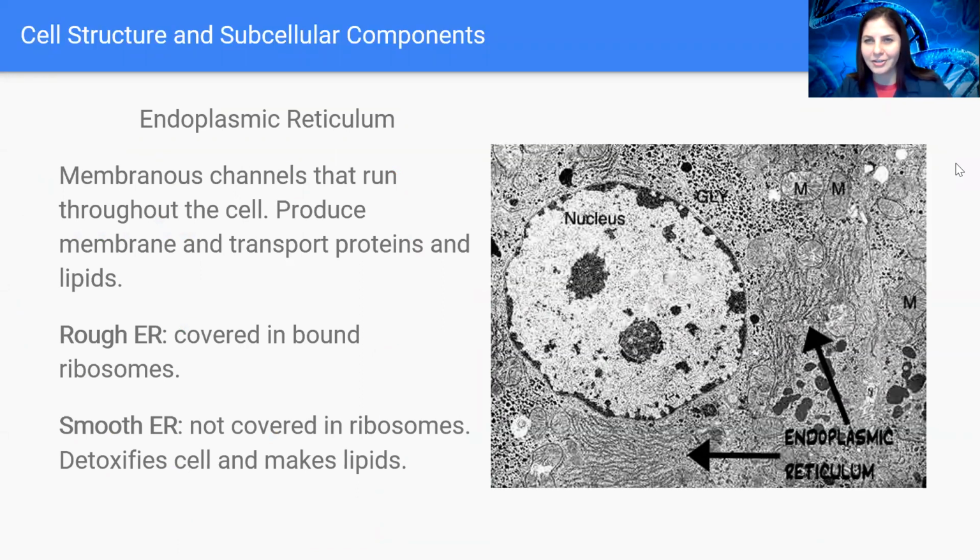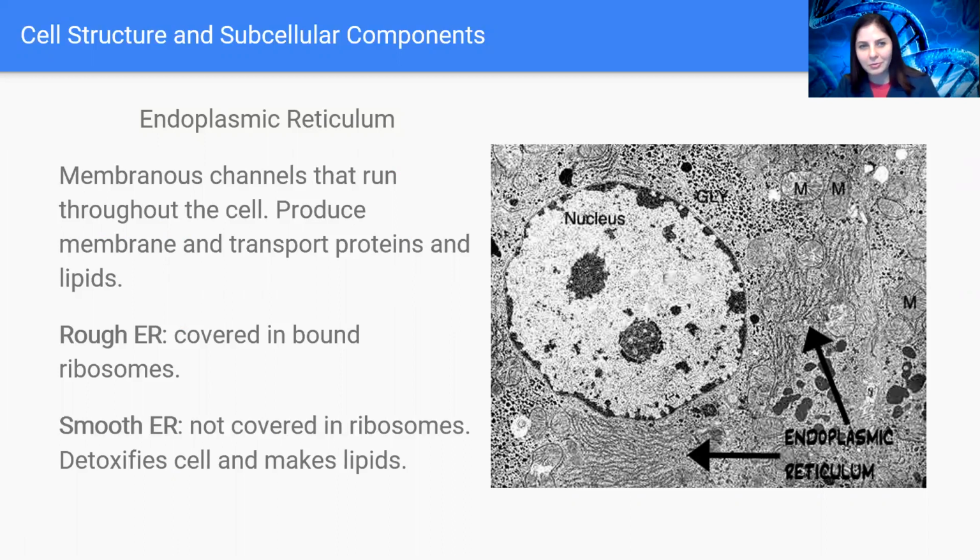Next up, the endoplasmic reticulum. So if you remember from our last lecture, we briefly discussed ribosomes. And ribosomes are found in both prokaryotic and eukaryotic cells. They're also found on the endoplasmic reticulum as well as free-floating in eukaryotic cells. So the endoplasmic reticulum is a membranous channel that runs throughout the cell. It helps to produce the membrane and transport proteins and lipids.